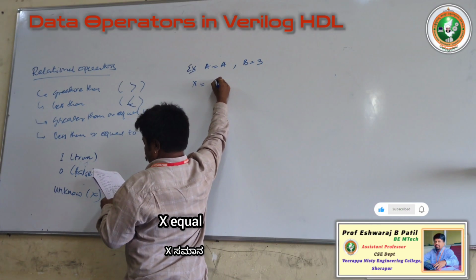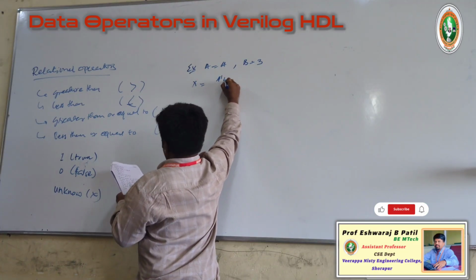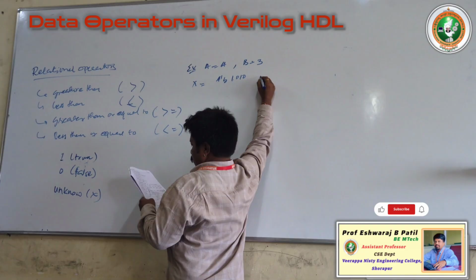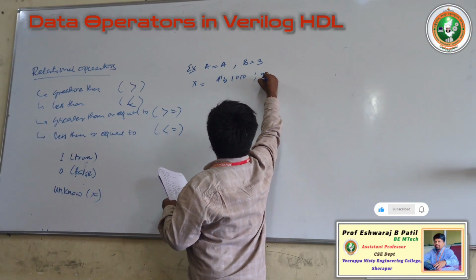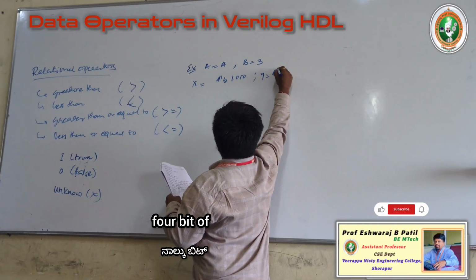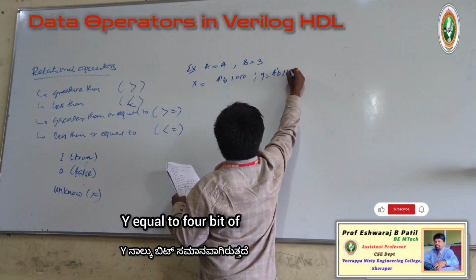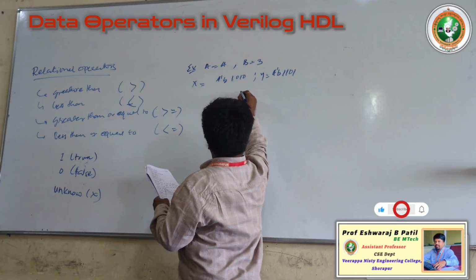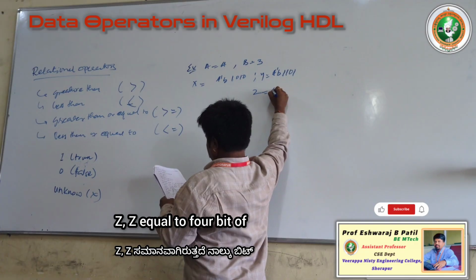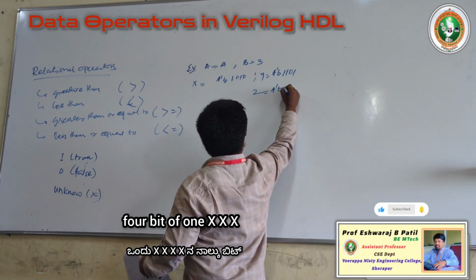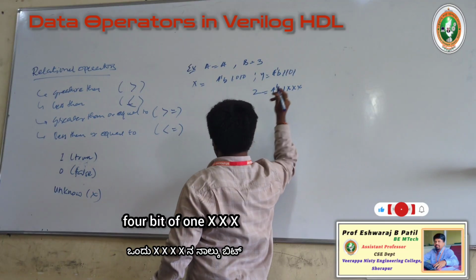X equals to 4 bit of 1 0 1 0. Y equals to 4 bit of 1 1 0 1. Z equals to 4 bit of 1 x x x.